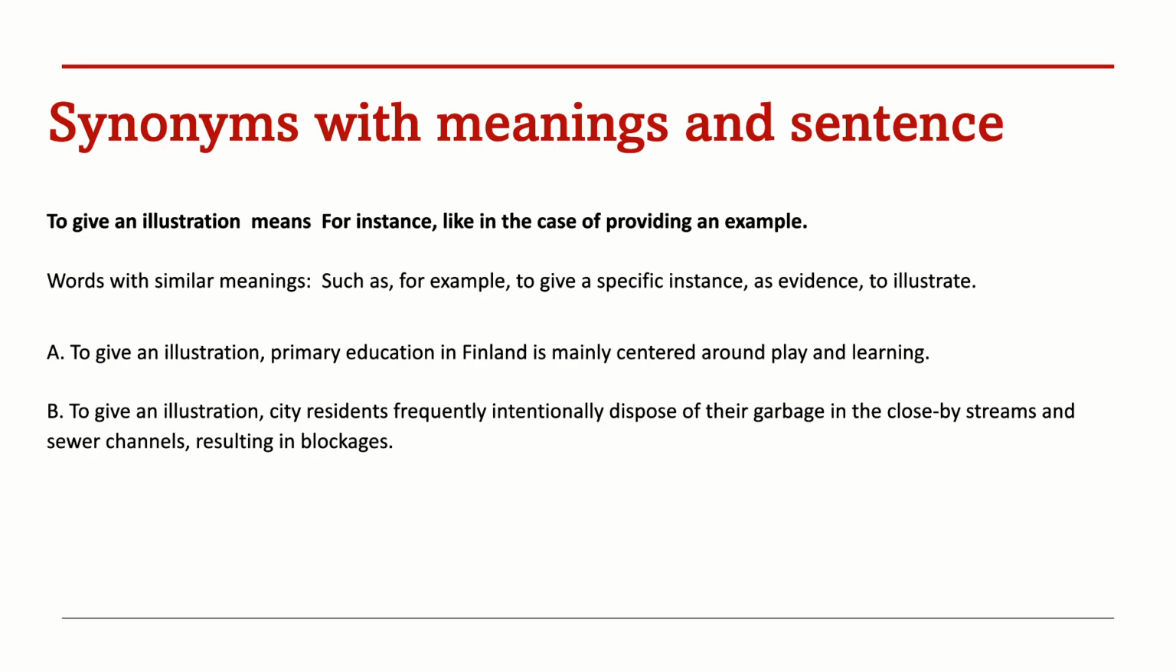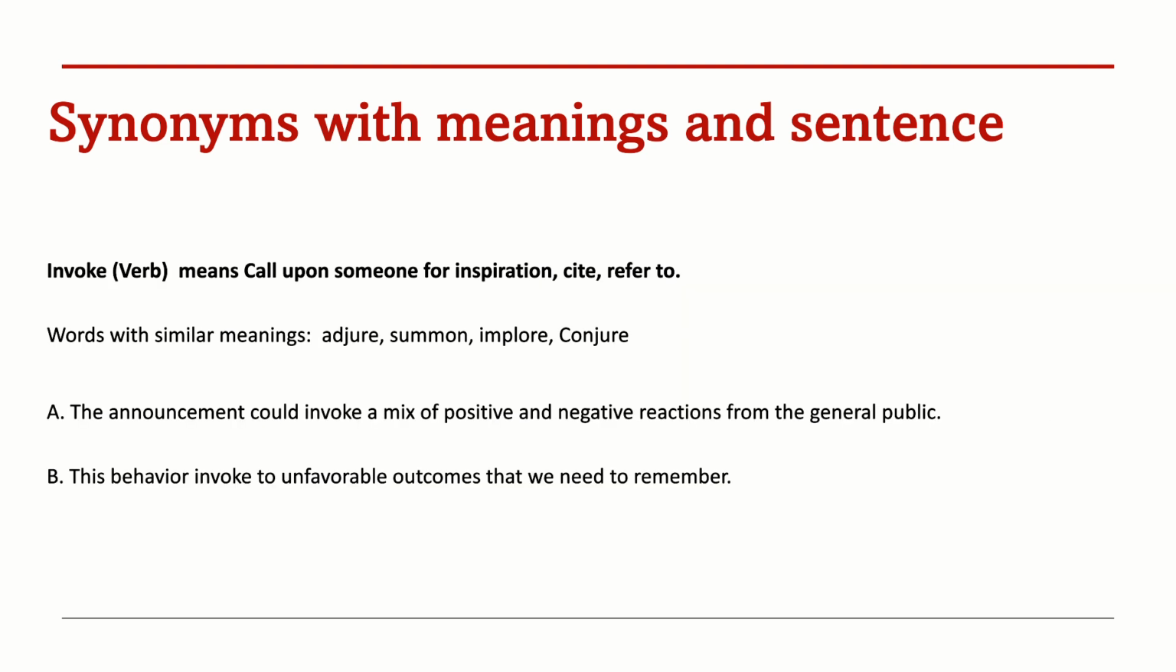Let's have some more synonyms for that. That would be to give an illustration, such as, for example, to give a specific instance as evidence, to illustrate. To give an illustration, primary education in Finland is mainly centered around play and learning. To give an illustration, city residents frequently intentionally dispose of their garbage in the nearby streams and sewer channels, resulting in blockages. So, now you do not have to write only for instance, you can use such as, for example, to give an illustration, as evidence, to illustrate.